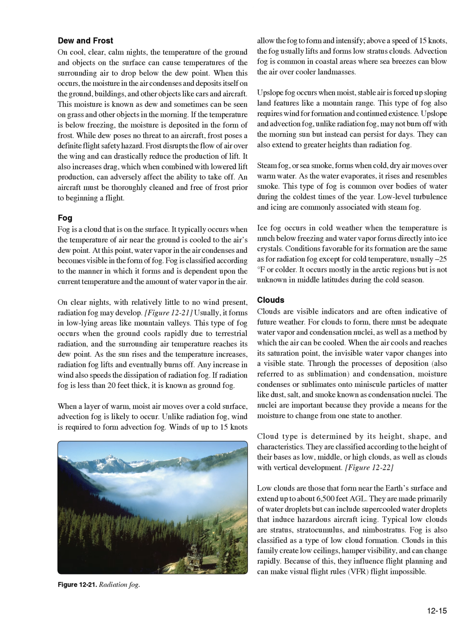Dew and frost. On cool, clear, calm nights, the temperature of the ground and objects on the surface can cause temperatures of the surrounding air to drop below the dew point. When this occurs, the moisture in the air condenses and deposits itself on the ground, buildings, and other objects like cars and aircraft. This moisture is known as dew and sometimes can be seen on grass and other objects in the morning. If the temperature is below freezing, the moisture is deposited in the form of frost.